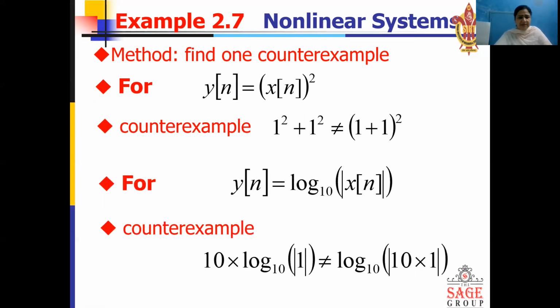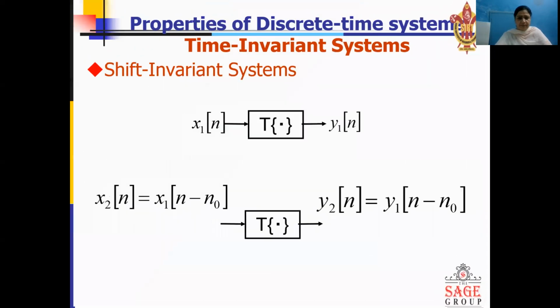Similarly, I have another example, say y[n] equal to log to the base 10 of x[n]. Here the system does not satisfy the superposition principle. So the system is not a linear system.